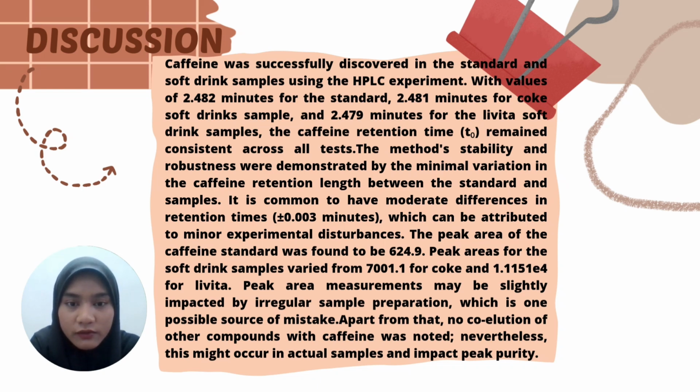The peak area of the caffeine standard was found to be 624.9. Peak areas for the soft drink samples were 7001.1 for Coke and 1.1151 times 10 to the power of 4 for Levita. Peak area measurements may be slightly impacted by irregular sample preparation, which is one possible source of error. Apart from that, no interference from other compounds with caffeine was noted. Nevertheless, this might occur in actual samples and impact peak purity.